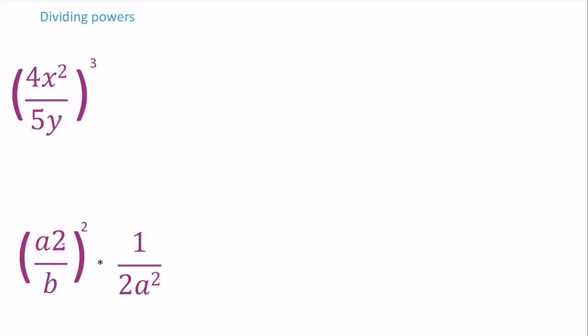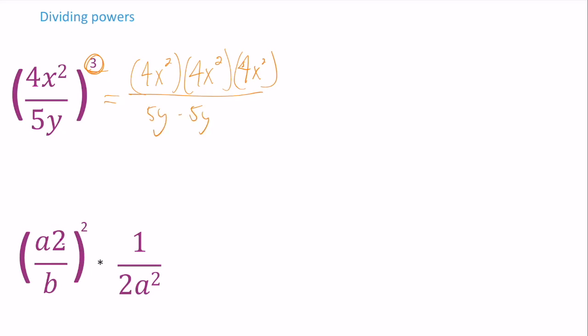So I could write this whole thing out if I wanted, but I just know that I'm going to end up with 4x squared multiplied by itself 3 times, because this exponent is going to apply to both. And I'm going to have 5y times 5y times 5y. So 4 times 4 is 16, times 4 is 64. X squared times x squared times x squared, if I write them all out, I'm going to have 6 of them. That's x to the 6. 5 times 5 is 25, times 5 is 125. And y times y times y is y to the third. And since x and y are not like terms, I can't simplify those.